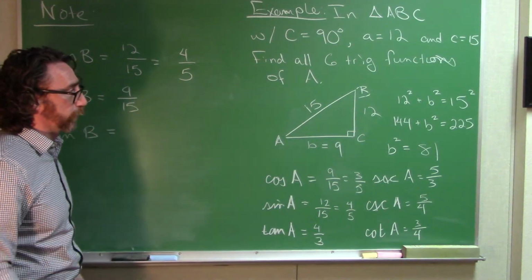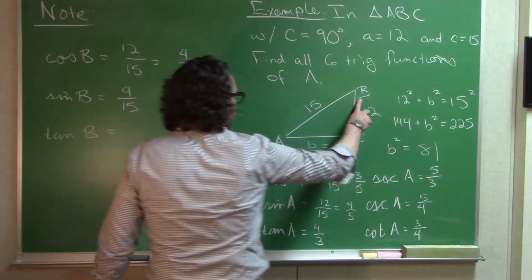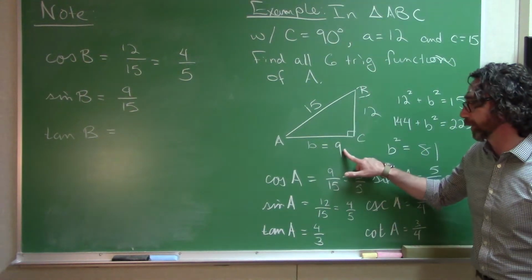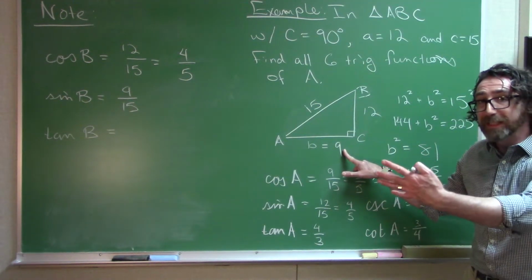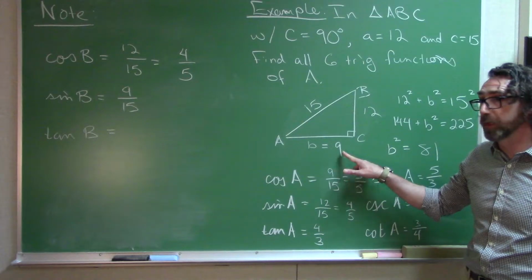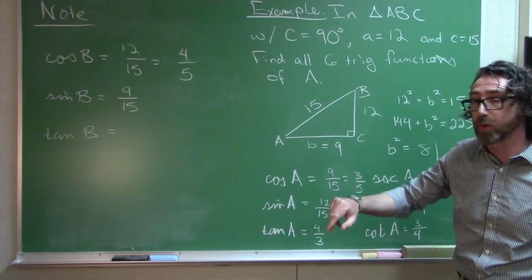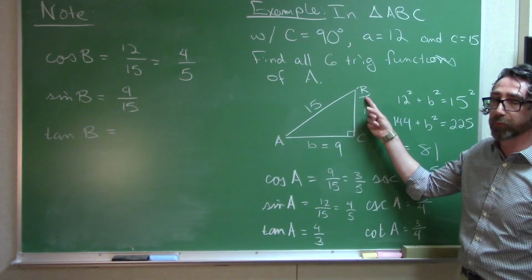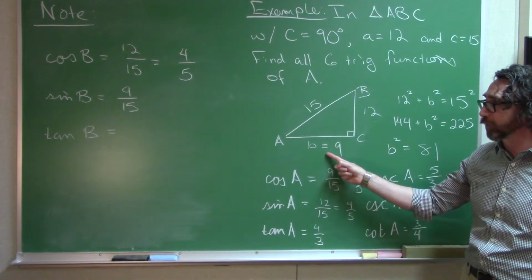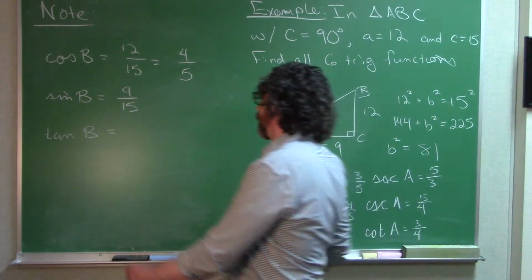And might as well just finish it off. If we're talking about angle B and we take the tangent, well, the scheme that we had at the beginning of this video still applies. Tangent is opposite over adjacent. If we're talking about angle B, the opposite side is the one with length 9, so 9 over 12.